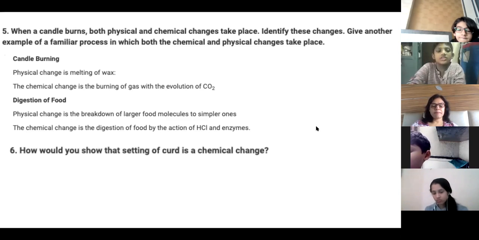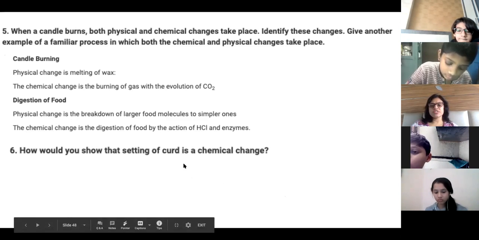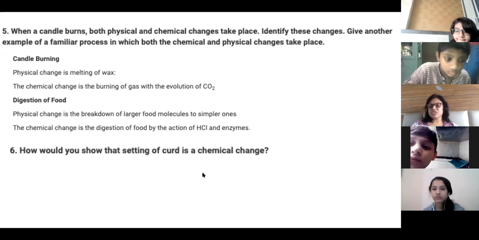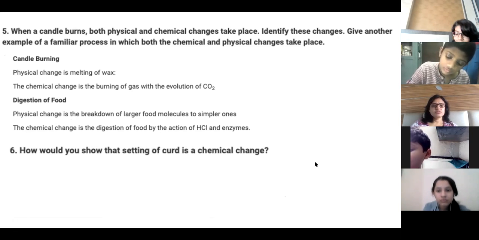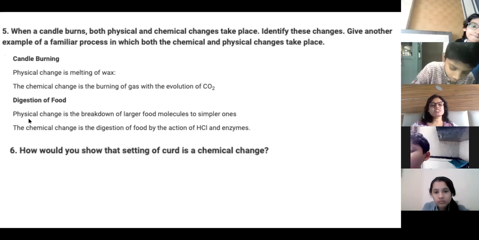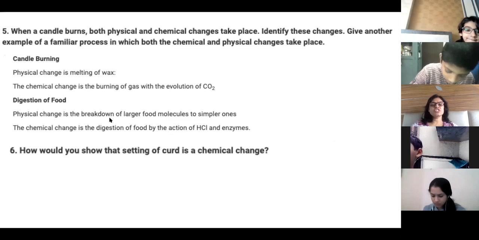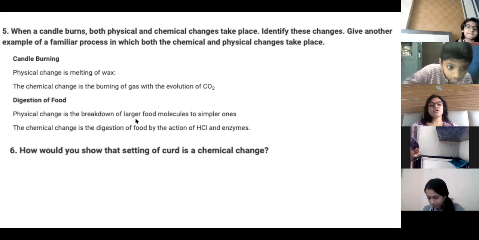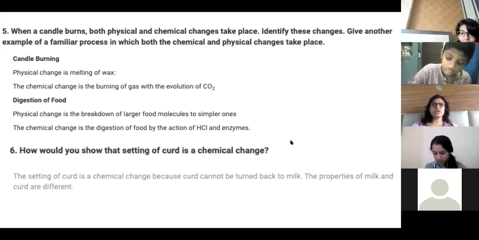This I have not given you, so don't write this. How would you show that setting of curd is a chemical change? You will just write a new substance is formed. Don't write this full sentence. Just for digestion of food, put it in your own words. How is it a physical change? Chewing, larger food particles into smaller ones. And chemical is digestion of food by the action of enzymes.